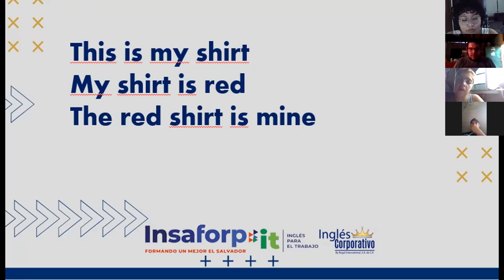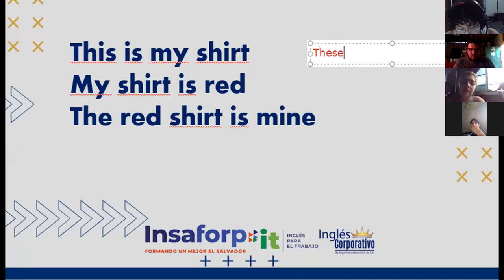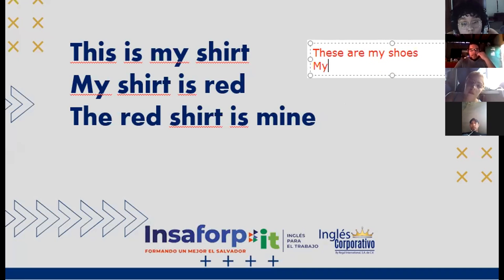What about when we want to express something in plural? Then we use these, are. Let's say my shoes, okay? These are my shoes because they are plural. They are two. You don't buy only one shoe. You wear two shoes because you have two feet, all right? So these are my shoes. My shoes, ¿qué uso? Is or are?